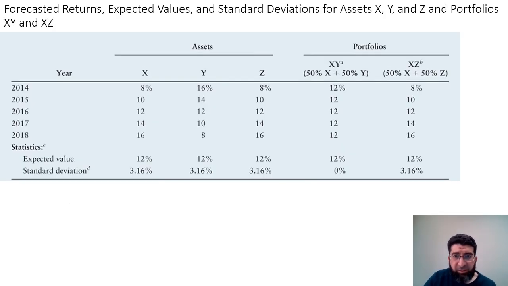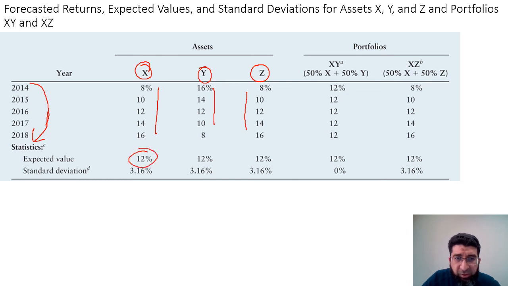You can see this from this example again, in which we have 2014 to 2018 given, and then we have X, Y, and Z, three assets, and their returns are given, and their expected value, which means average, given 12%. This we have already done. So standard deviation, we have already calculated this, 3.16.